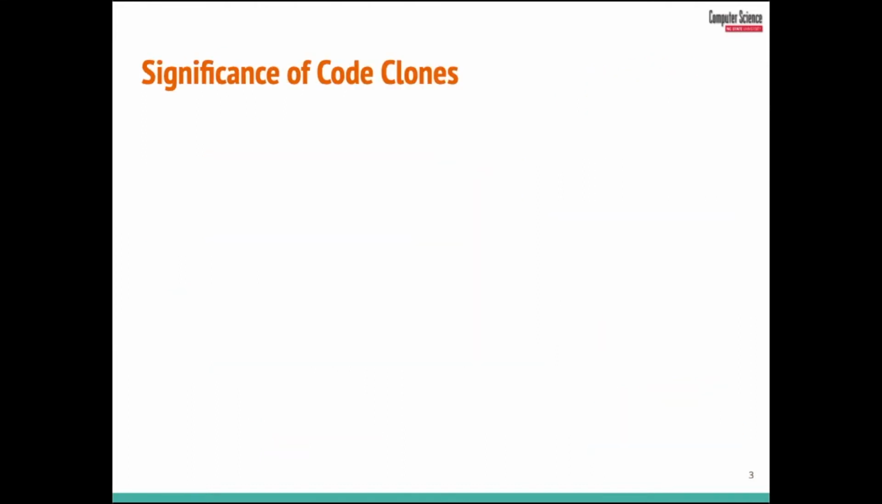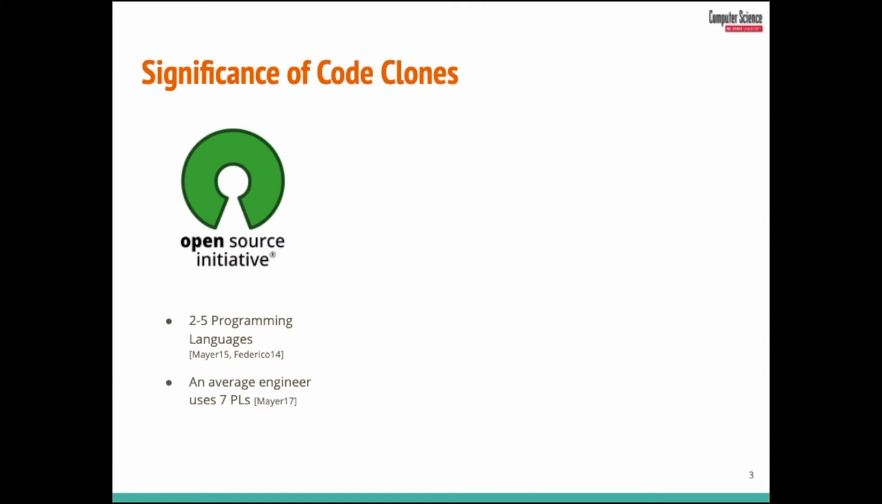So, why are code clones significant? For starters, most open source projects on GitHub have source code in 2 to 5 programming languages. This could result in similar functionality across languages within the same repository. Thus, identification of functionality in one language in a repository can help a programmer replicate the functionality in another language.